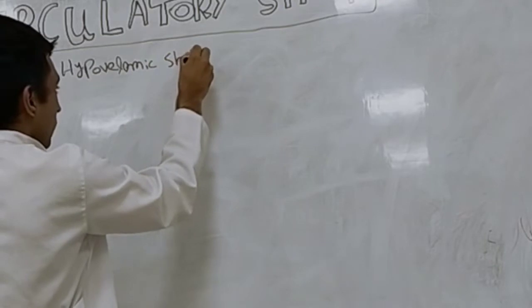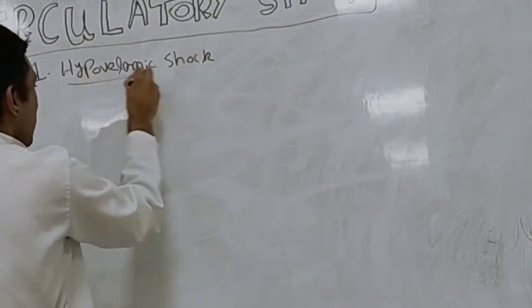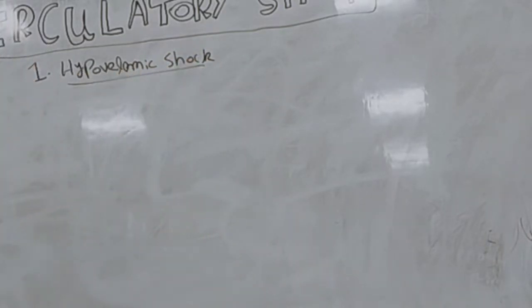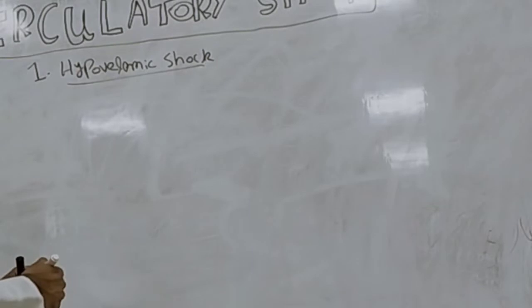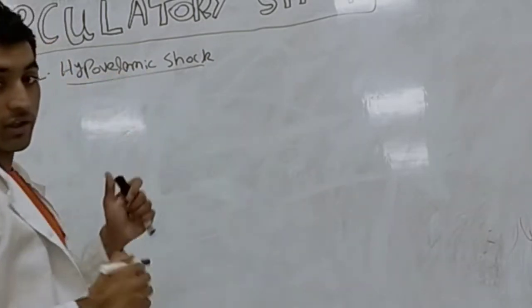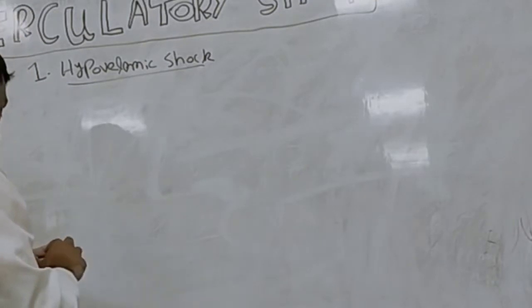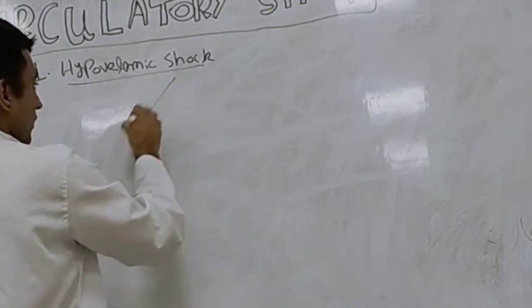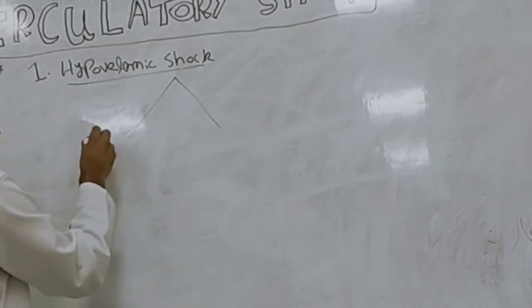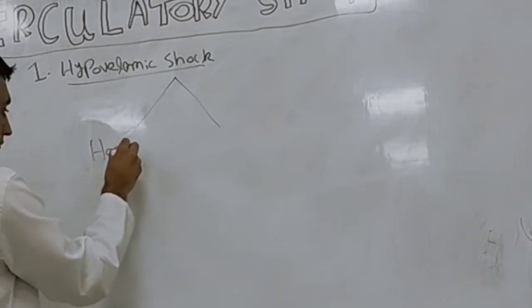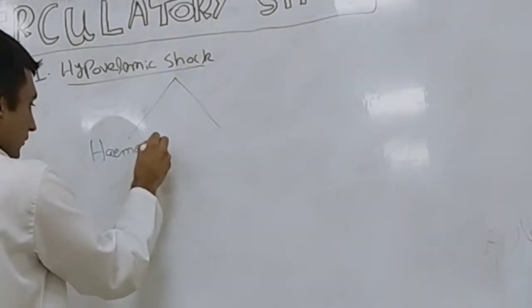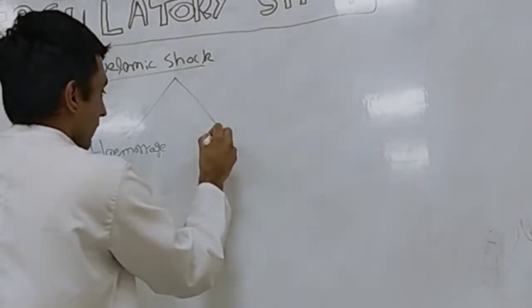By the term you can see that hypo means less, so hypovolemic means low volume. Whenever there is a decrease in the cardiac output, hypovolemic shock occurs. You can see two causes of hypovolemic shock. One may be hemorrhage, and the other may be loss of plasma.